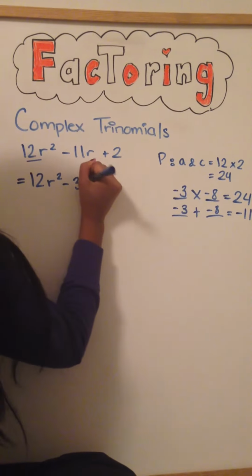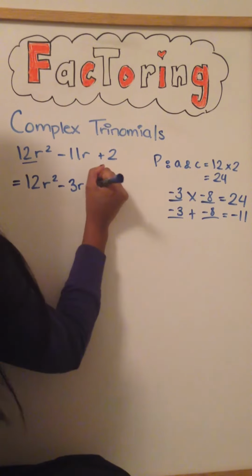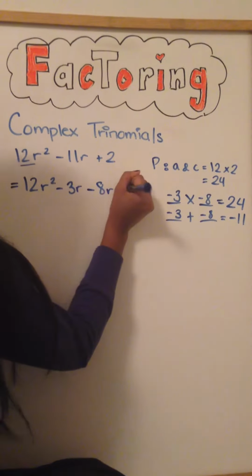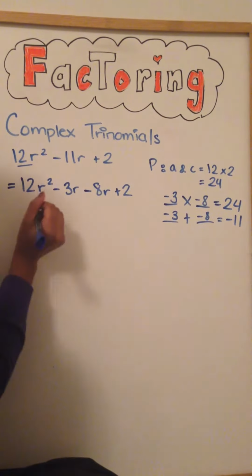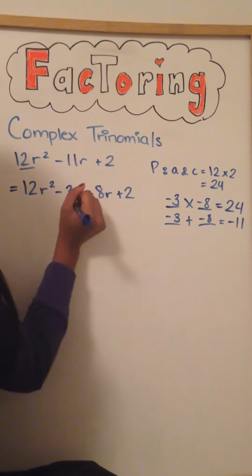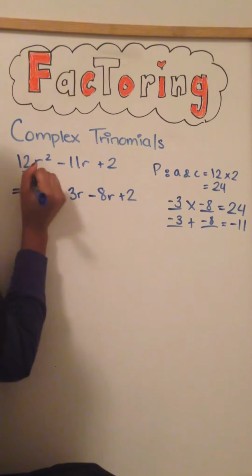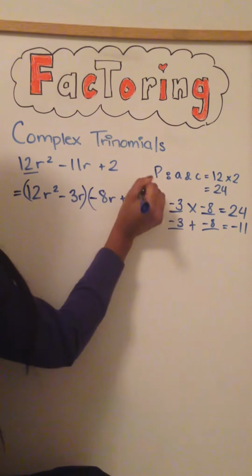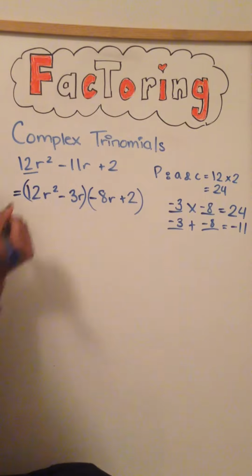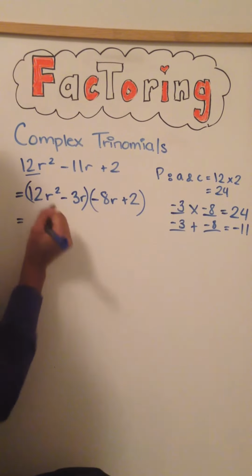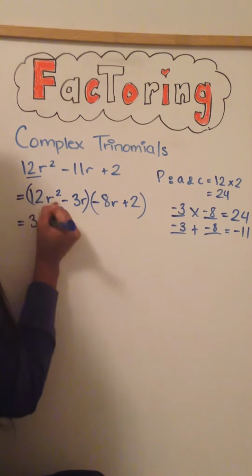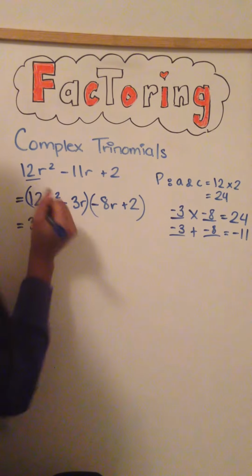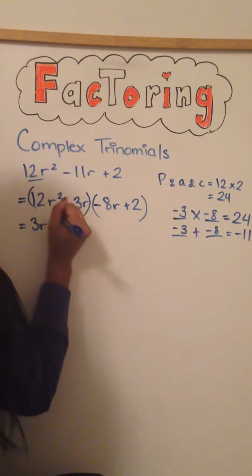As you can see, I'm placing the negative 3r here and the negative 8r over here, which you'll find out why in the next step. So after you've replaced the negative 11r, you want to group the factors that have similar greatest common factors. In the first brackets, you can tell that they're both able to have a greatest common factor of 3r.